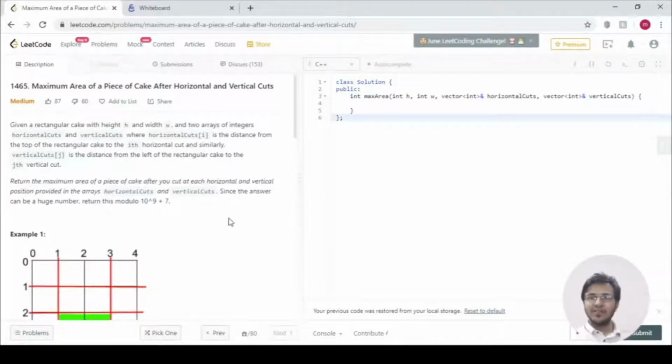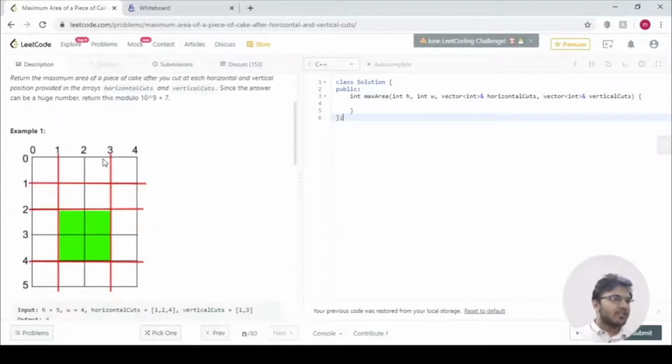Today we'll be solving problem 1465, maximum area of a piece of cake after horizontal and vertical cuts. So, given a rectangular cake with height h and width w and two arrays of integers, horizontal cuts and vertical cuts, where horizontal cuts of i is the distance from the top of the rectangular cake to the ith horizontal cut, and similarly vertical cuts j is the distance from the left of the rectangular cake to the jth vertical cut.